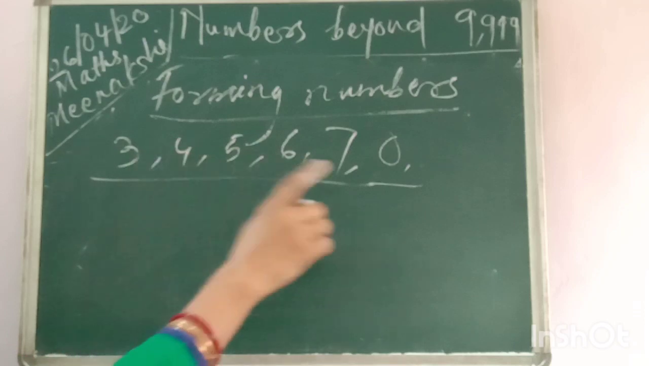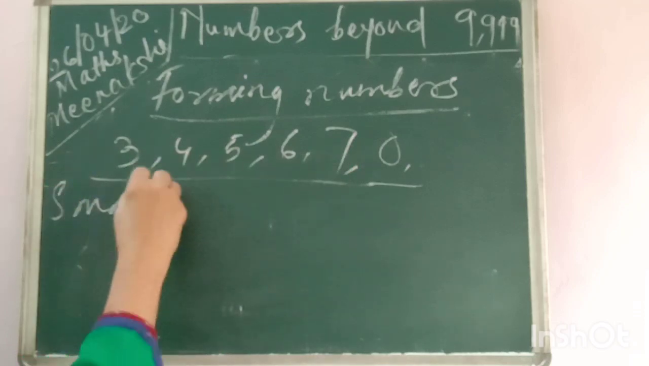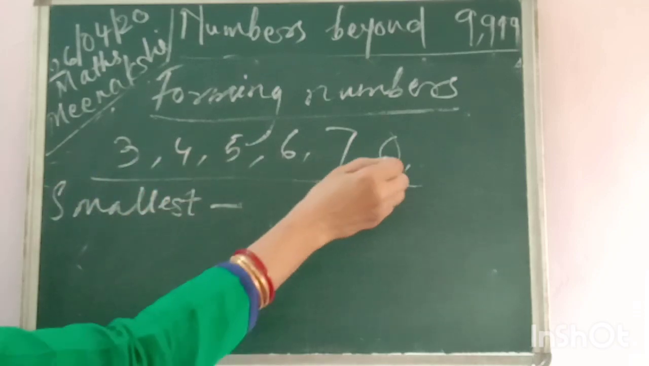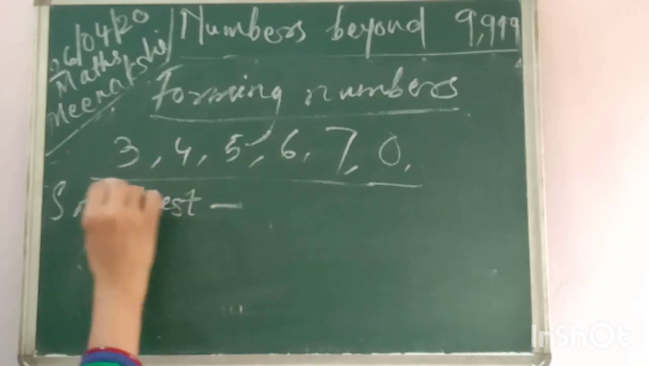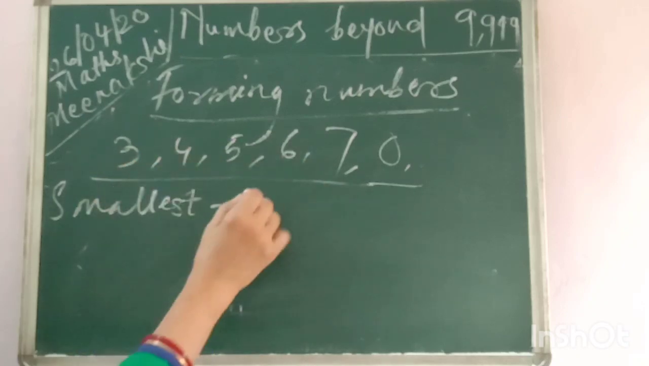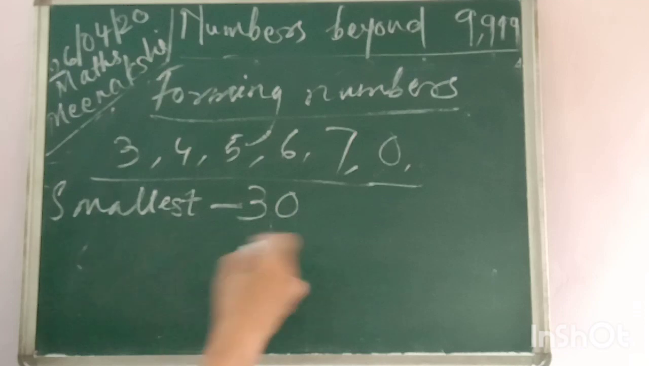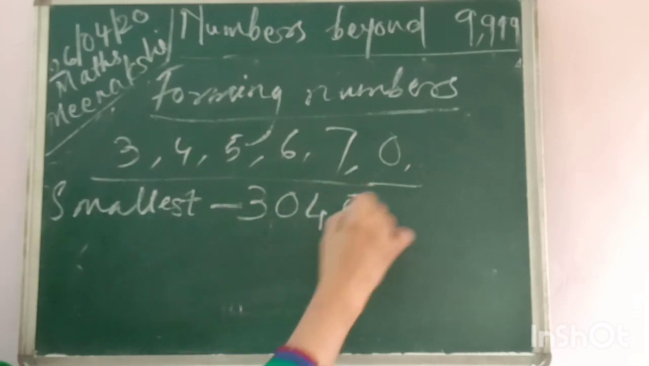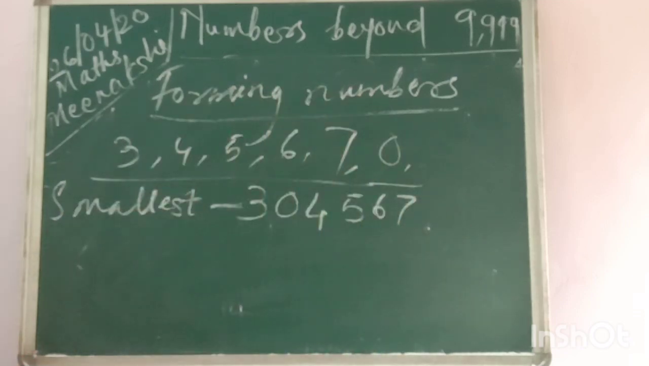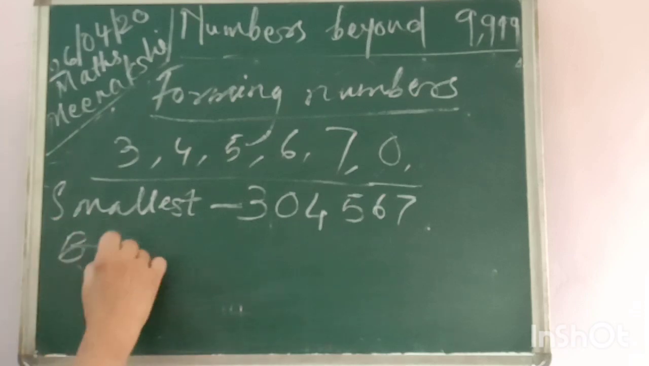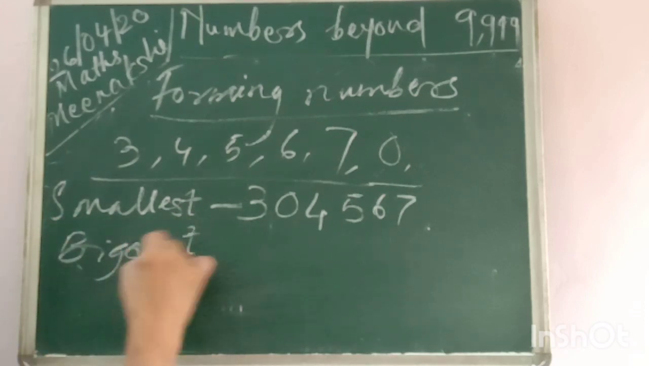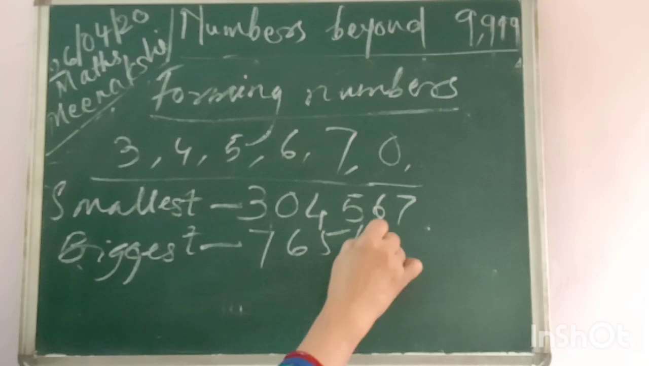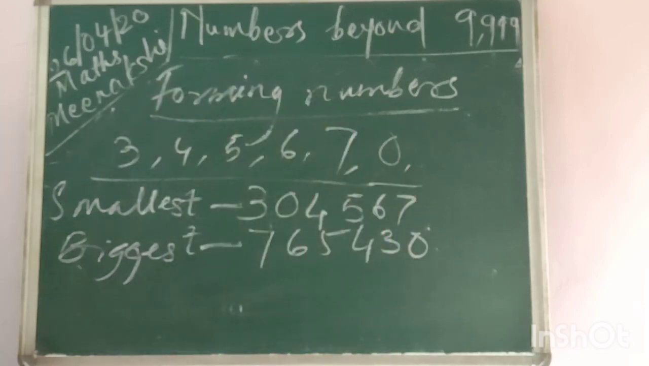So to form the smallest number, don't take 0 first, as I told you. First we'll take the smallest digit, that is 3, and then you can put the 0. So 3, 0, 4, 5, 6, 7. This is your smallest number. And what is the biggest number? The biggest number will be 7, 6, 5, 4, 3, 0. Okay, this is about forming numbers.